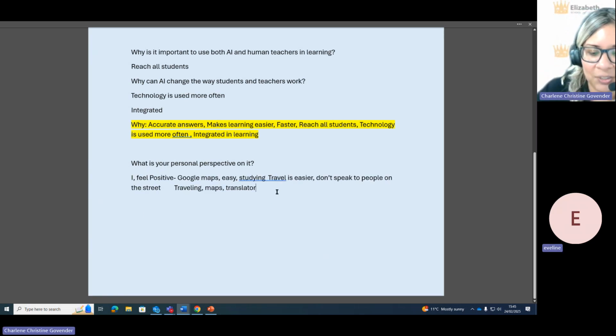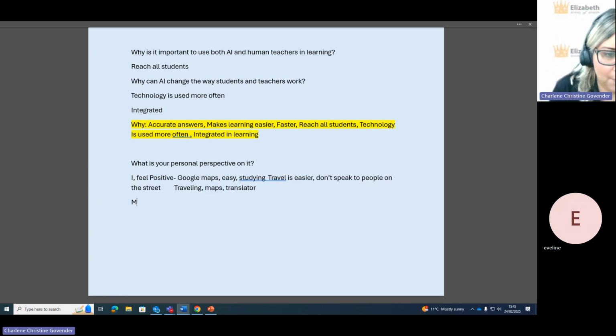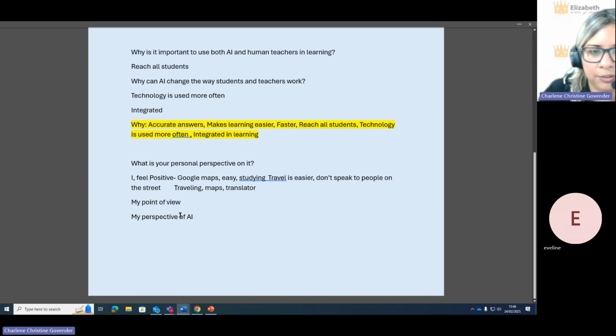You could use we, so you could say my opinion? Point of view. You could do my point of view, or you could even use the word that they have given you, which is perspective. My perspective of AI, and then you'll say is positive due to the fact, and then you'll go on listing. So this comes out with your view of it.